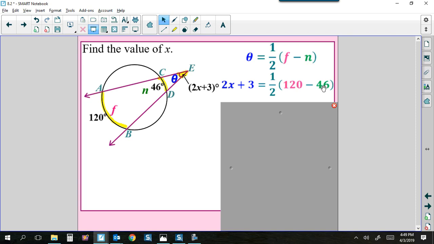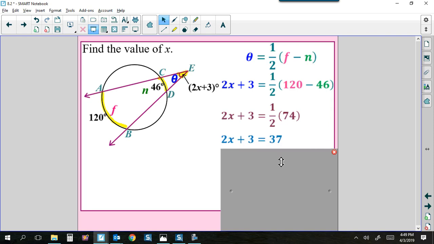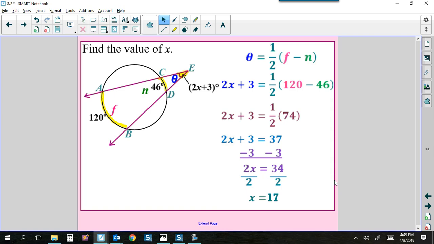The rest of this problem is just simply solving an equation using skills you already have. So order of operations says I'm going to subtract 120 minus 46, giving me an equation of 2x plus 3 is equal to half of 74. The next thing I need to do is figure out, well, what is half of 74? It's 37. And then using the subtraction property of equality, I end up getting an equation of 2x is equal to 34. Your last step is to simply divide both sides by 2, giving you an answer of 17.